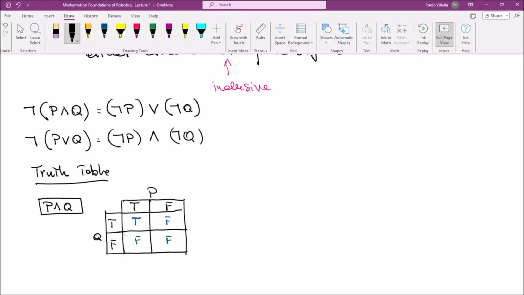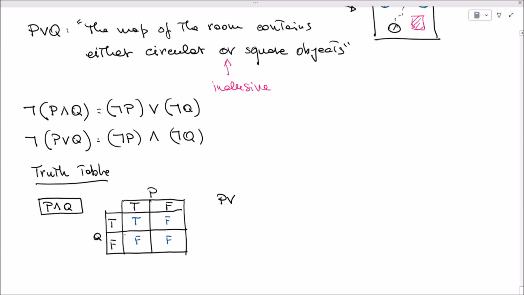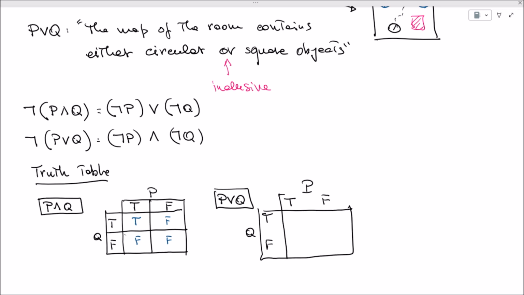Let's build the truth table for P or Q. Well, again, for P, we have true or false. For Q, we have true or false. And the truth table now will contain a true whenever at least one between P and Q is true. So we have true, true, true, and false.